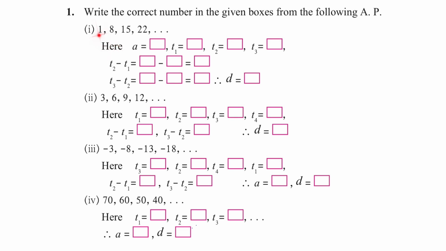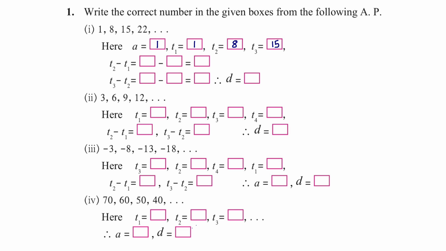Here the first term is 1, the second term is 8, the third term is 15 and the fourth term is 22. Let us write. A is also the first term. Okay, so T1 is the first term. Okay, so A को भी हम first term ही कहते हैं. So A is also 1 and term 1 is also 1. Term 2 is 8 and term 3 is 15.